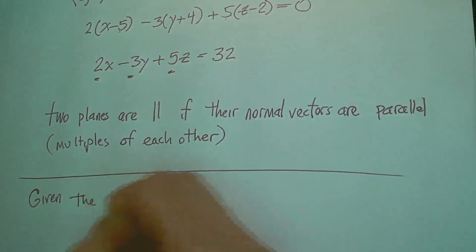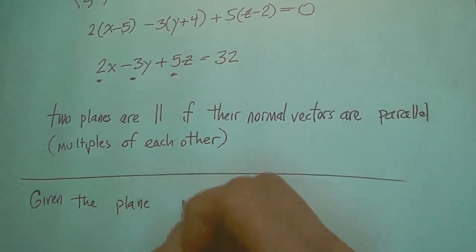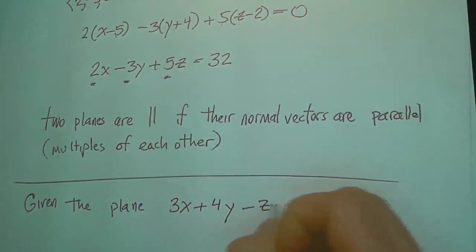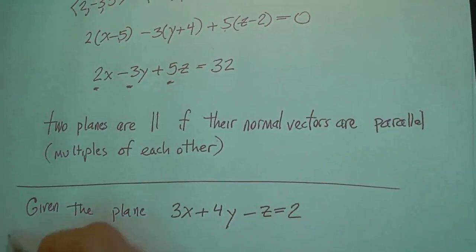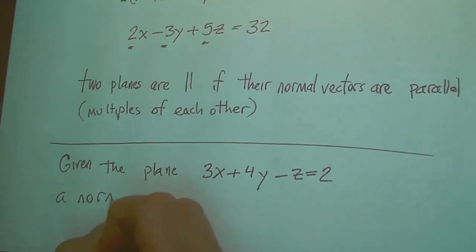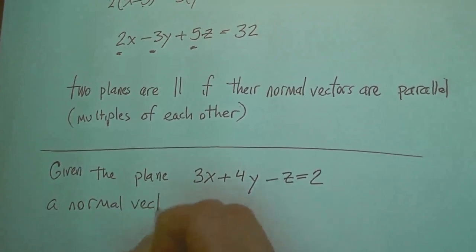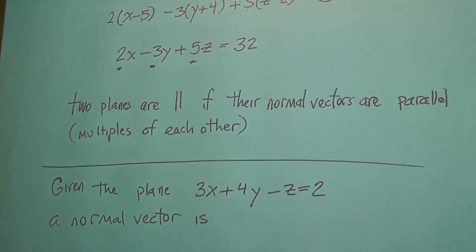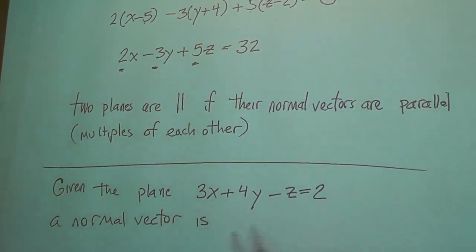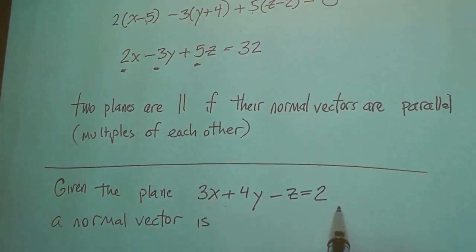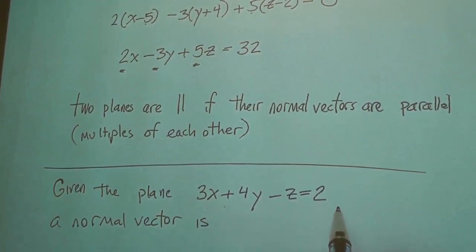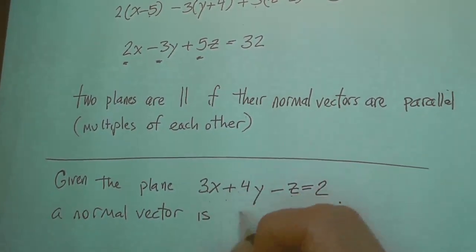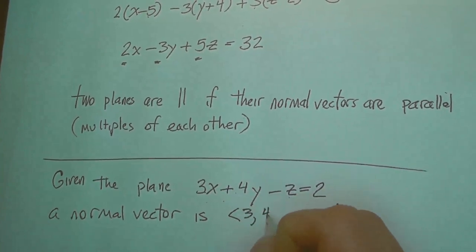Given the plane 3x plus 4y minus z equals 2, a normal vector is orthogonal. Well, it's orthogonal to the plane, but here's a very specific equation of a plane. Give me a normal vector. 3, 4, negative 1. Oh, yeah. Peel off your coefficients of x, y, and z.